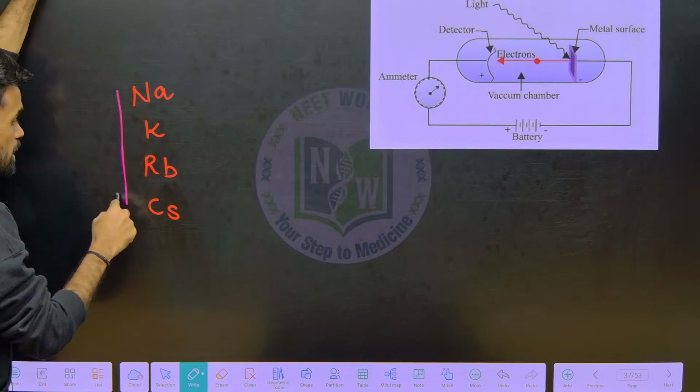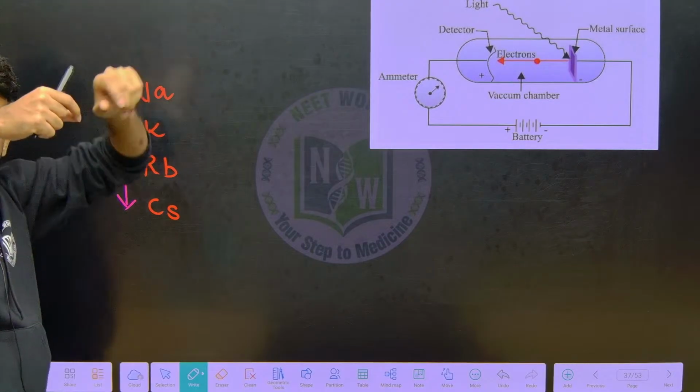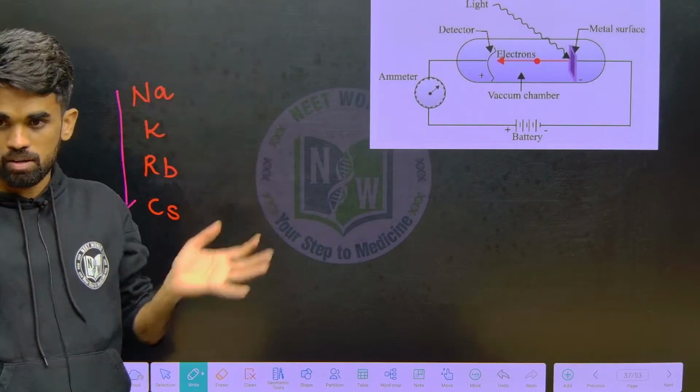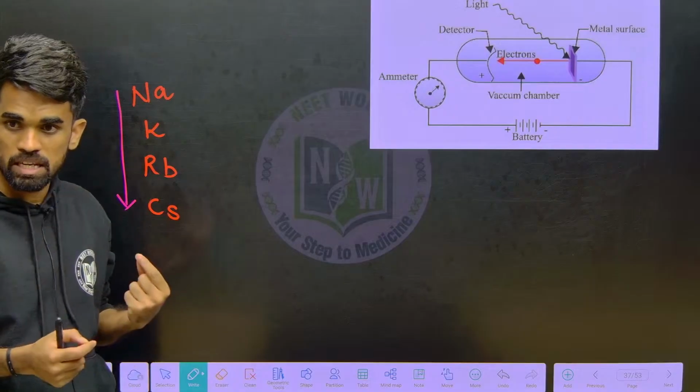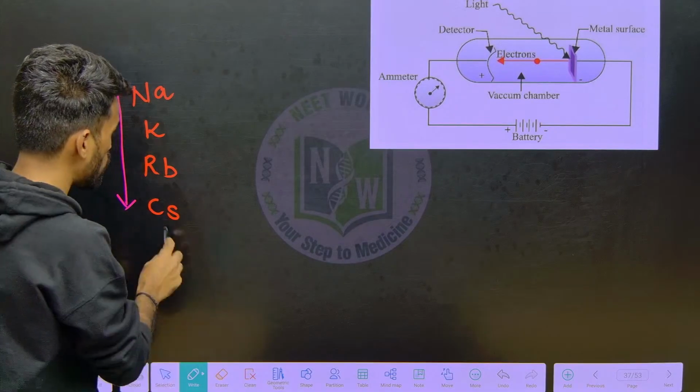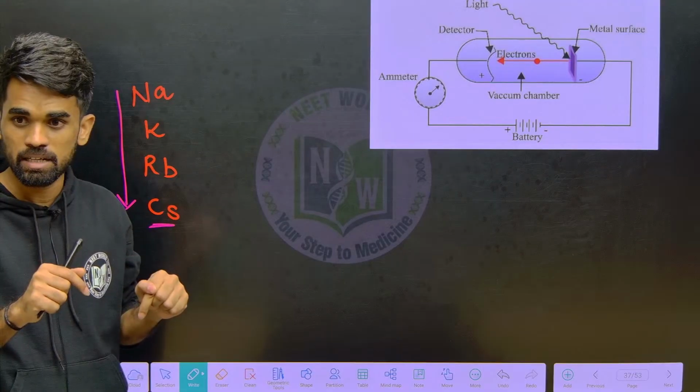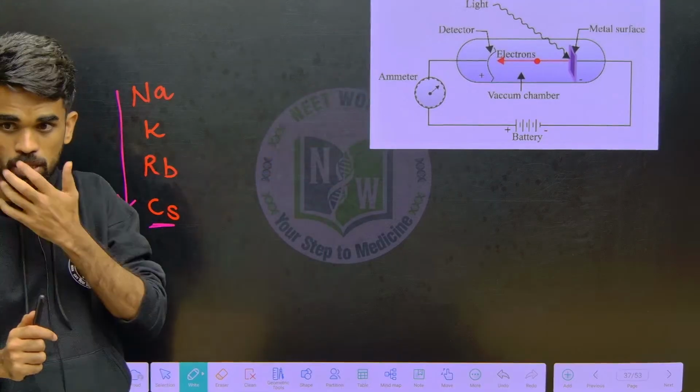Down the group size increases. So we can easily pick out the electron from the larger element. So from cesium we can easily remove the electron. So ionization energy is lower for cesium. Why am I discussing this here? Because we are studying the photoelectric effect now.